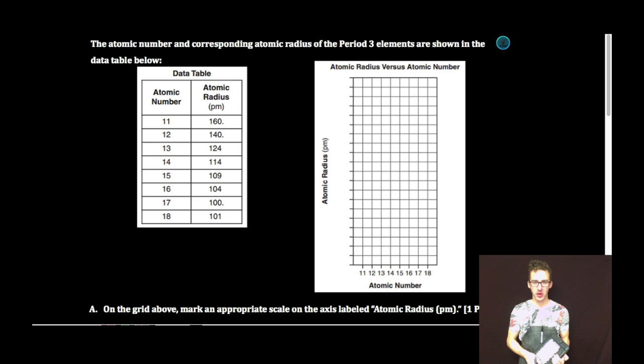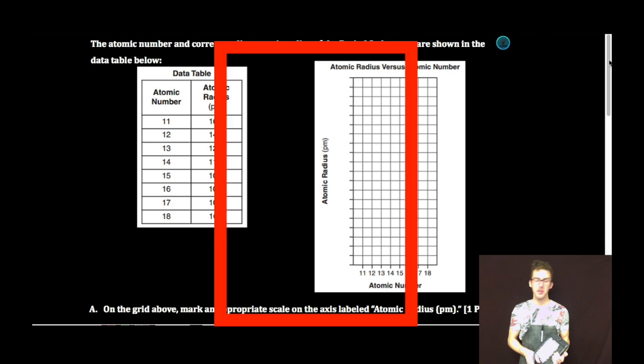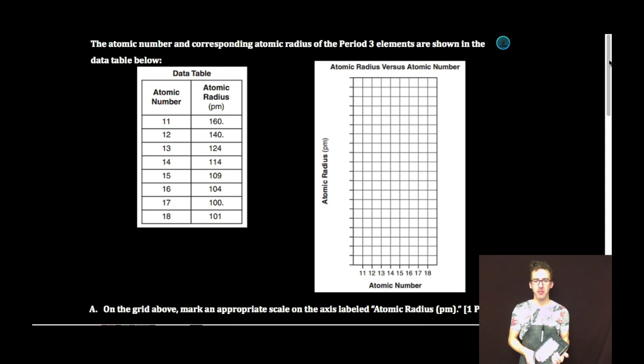The atomic number and corresponding atomic radius of the period 3 elements are shown in the data table below. Part A. On the grid above, mark an appropriate scale on the axis labeled atomic radius, picometers.